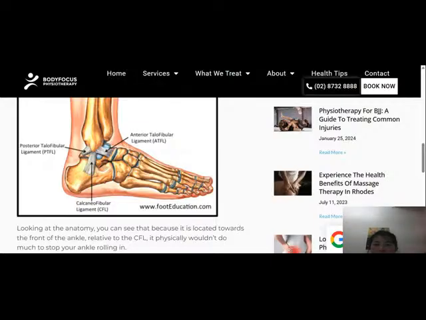Now I'm going to talk about the imaging, and when is the X-ray needed. We can use the Ottawa ankle rules to determine if imaging is required. The X-ray is recommended if there is bone tenderness at the malleoli.